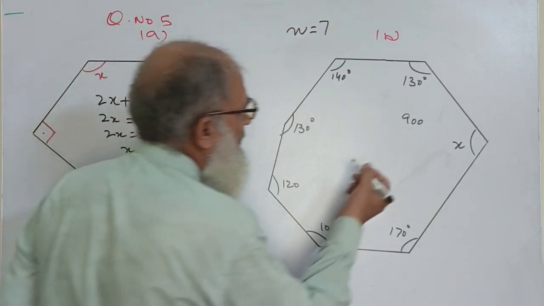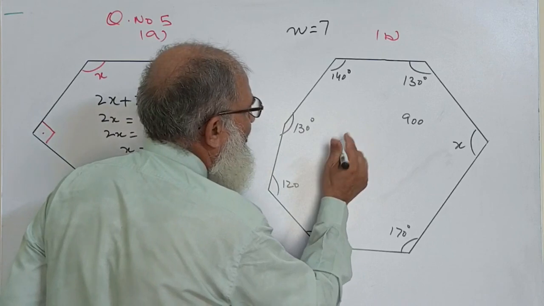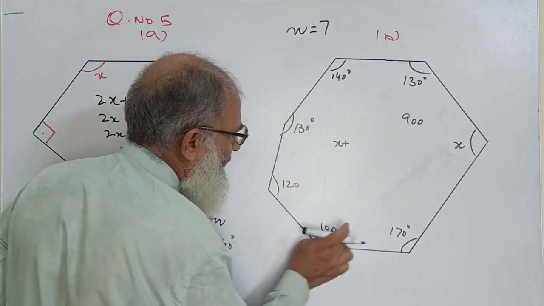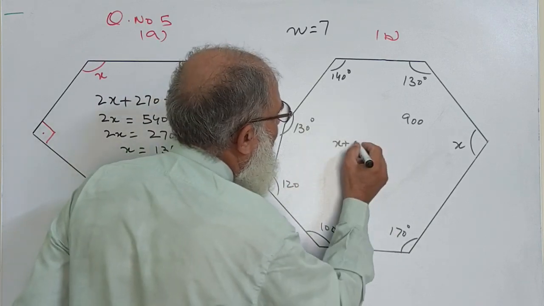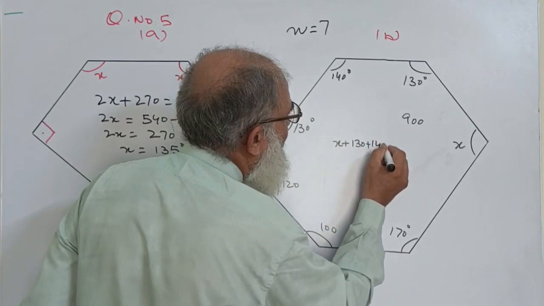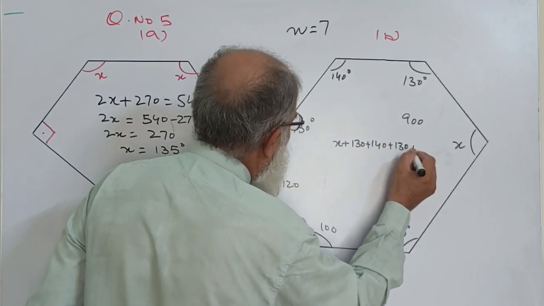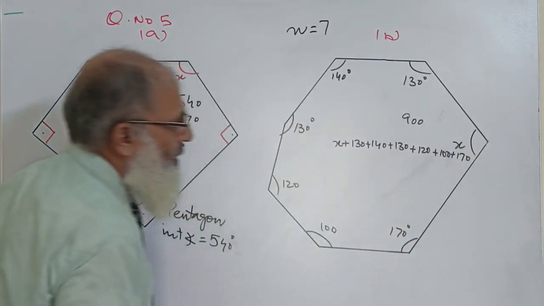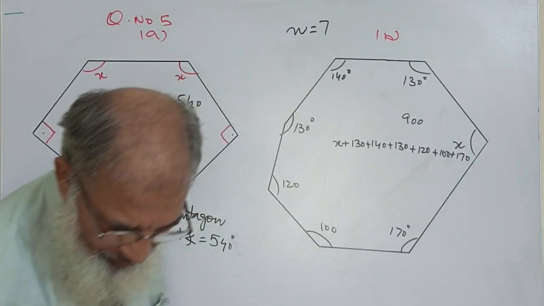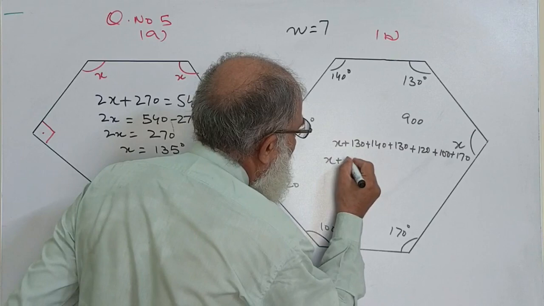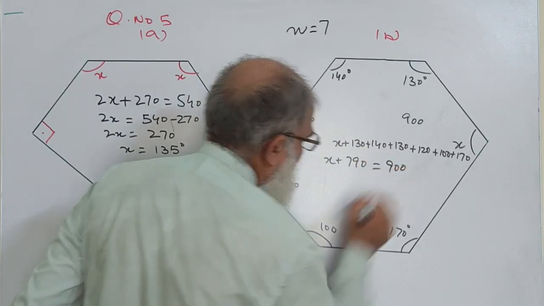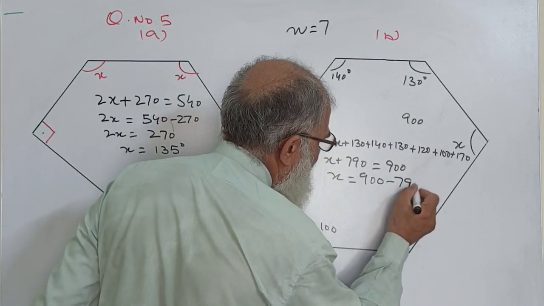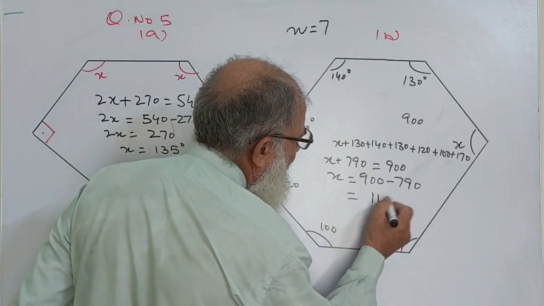So it is very easy: x plus 130, 140, 130, 120, 100, 170. Just add all of them. 40, 130, 120, 100, 170. Now what will it become? This is equal to x plus 790 is equal to 900. So x is equal to 900 minus 790. So x is equal to 110 degrees.